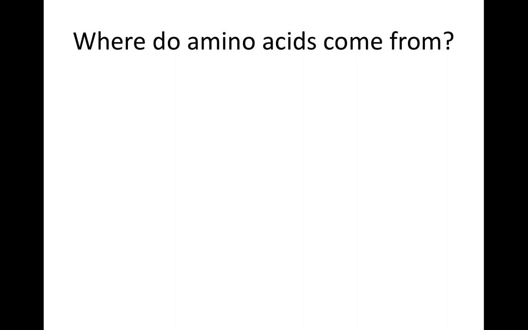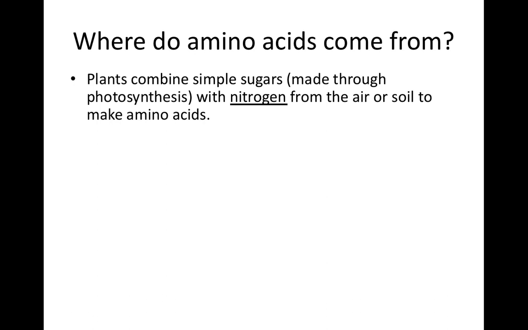Where do all these amino acids come from that organisms use to build their proteins? Let's start with the plants. Plants, of course, don't eat other food. They are autotrophs. So they must make their own amino acids. They do this with the simple sugars that they make through photosynthesis, add them to nitrogen, and use these components to build their own amino acids.